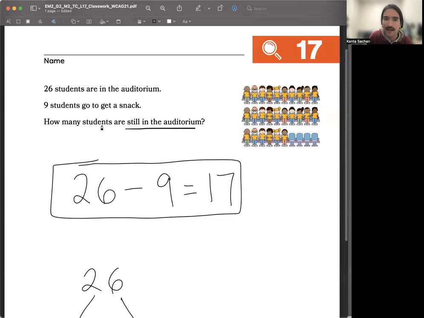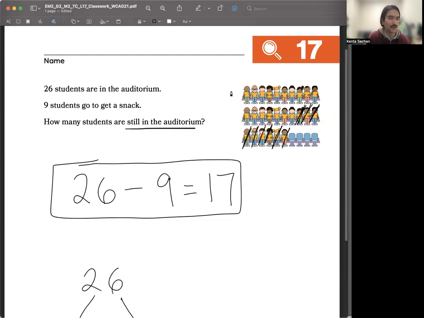Great, great. Now 9 of them left, right? So let's take away 9. We're just going to cross them out. 1, 2, 9 of them, right? 3, 4, 5, 6, 7, 8, 9. Okay, so 9 students. Make sure you cross out those 9 students because they left to go get some popcorn or some snacks. Now, let's count how many students are left.